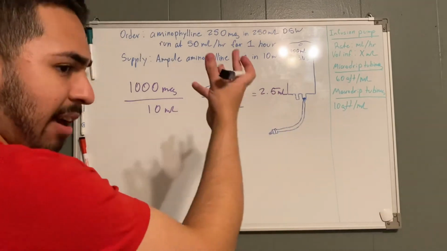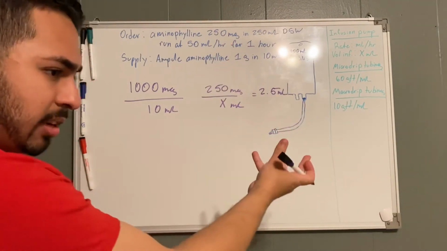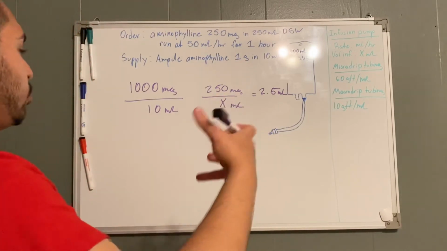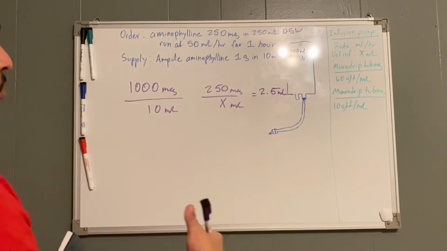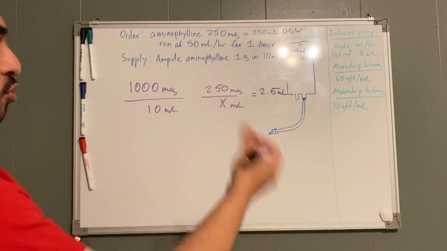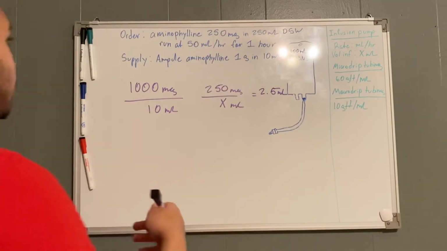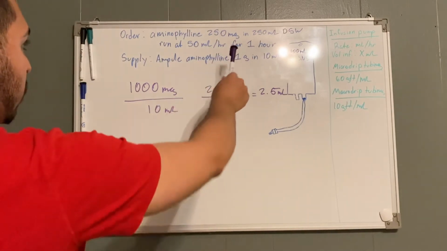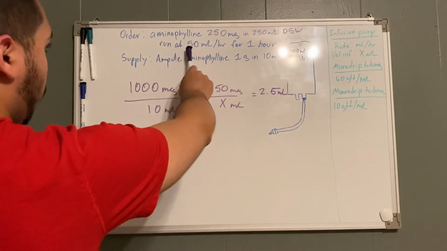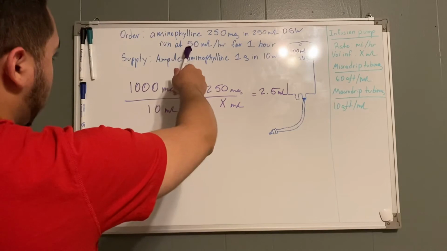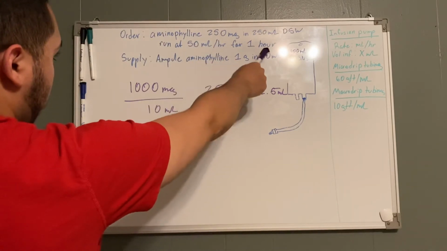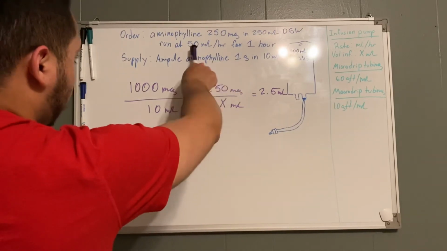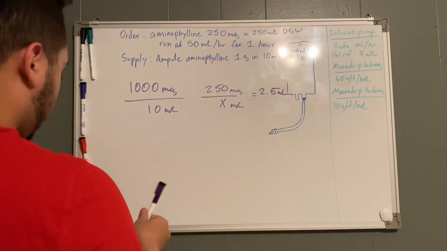Okay, so now we have our bag of IV fluids or IV meds, and we're ready to administer that. We just need to figure out the drip rate now. So let's go ahead and solve for that. Okay, so we know we're just running 50 milliliters because we're running it for 1 hour. We're only giving 50 milliliters.